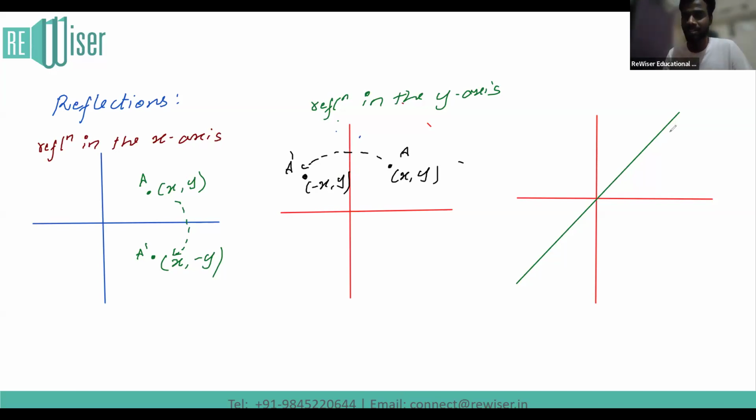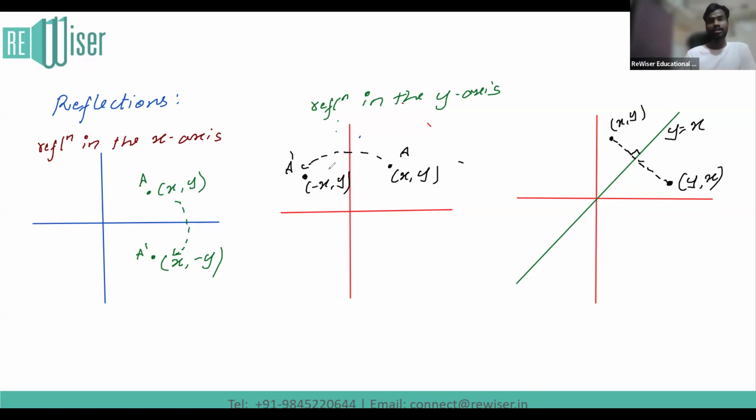Next, if I talk about reflection along the line y equals x, if there is a point here, which is x comma y, always it has to be a perpendicular bisector. The line should act as the perpendicular bisector between the point and the image of that particular point after the reflection. So another point is here, and this point is going to be y comma x. So it will switch. The x coordinate will become the y coordinate and the y coordinate will become the x coordinate. And this is the reflection.